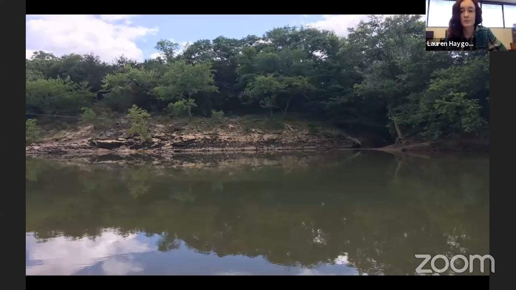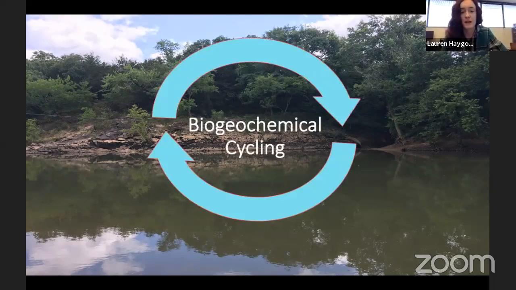And this is a picture of the Kiamichi River, which is the river that I study for my thesis. When we look at it, it really doesn't look like anything's going on. We just see water, we see the sediment, we see trees and plants and the sky. But what we don't see happening is biogeochemical cycling. That's basically the reactions that are occurring between the sediment and the water, the plants and the sediment, plants and water, and in the atmosphere.